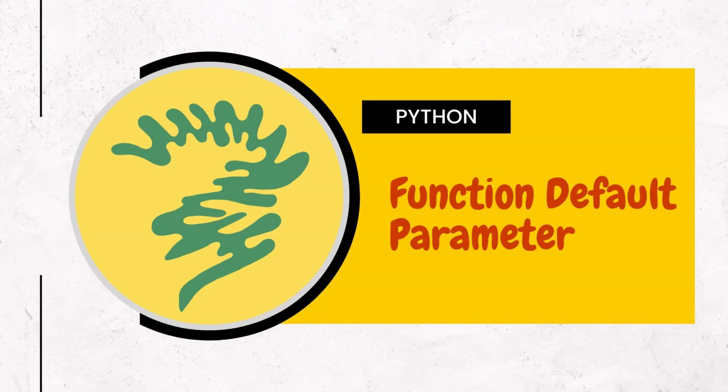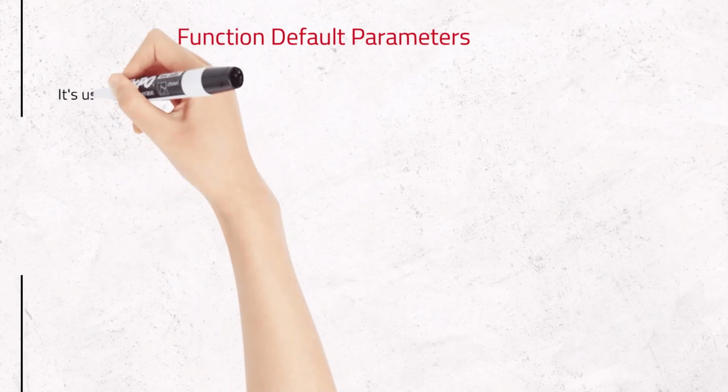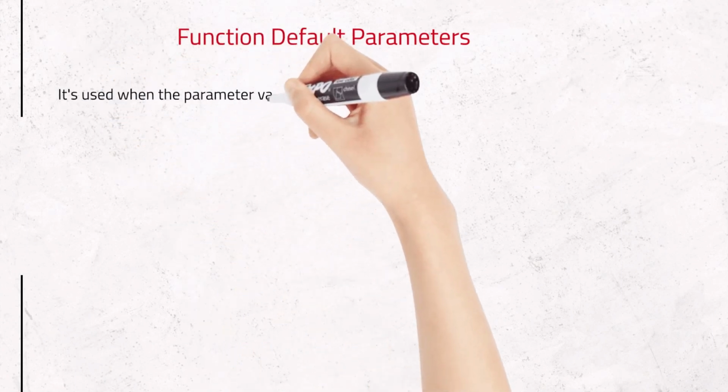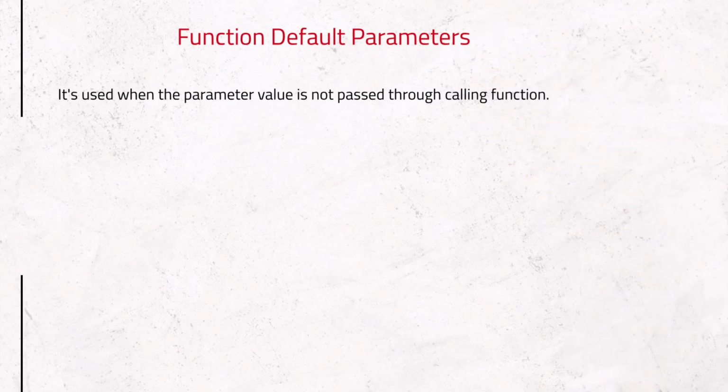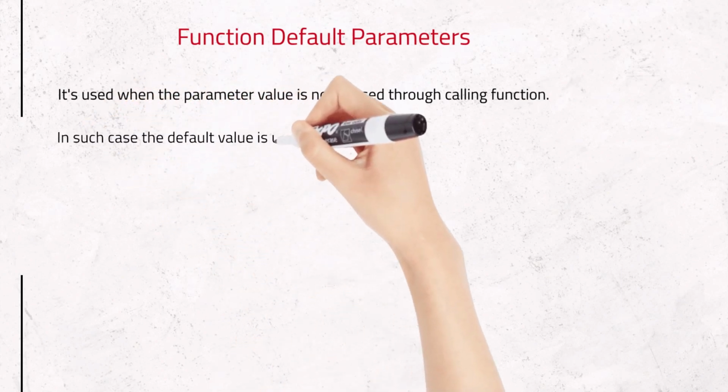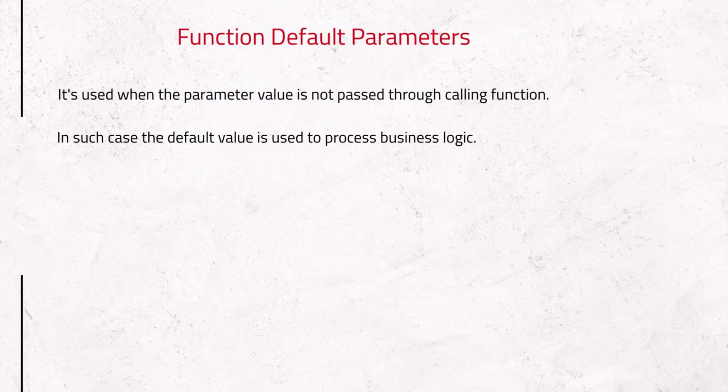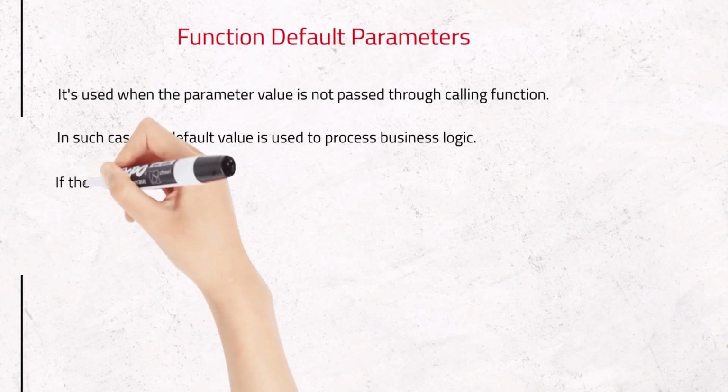In this video we will discuss the default values which we can specify with the parameters at the time of declaring functions. With parameters, sometimes we may not need to pass all the parameter values to the function. In such cases the default value functionality of the function is used. In such cases the business logic is processed using the default value specified at function declaration.